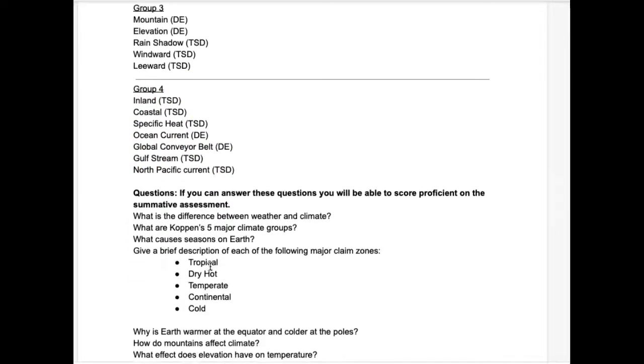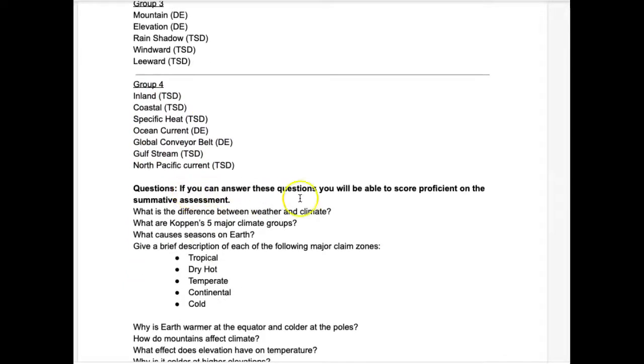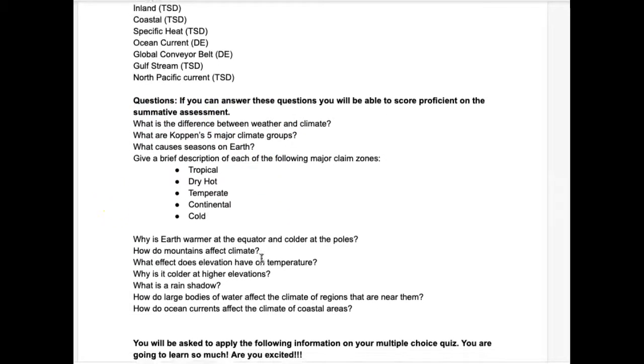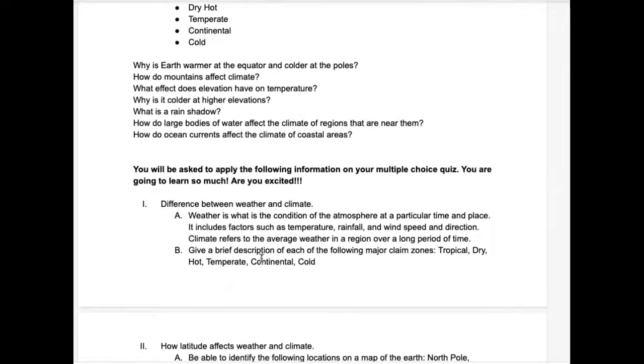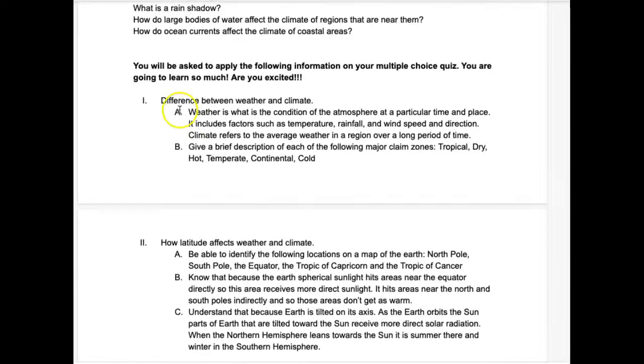We'll go through these questions. So if you can answer these questions, you'll be able to score proficient on the summative. So look through all of these and make sure you can answer them. And basically, this section right here is just a review of everything we've learned so far.